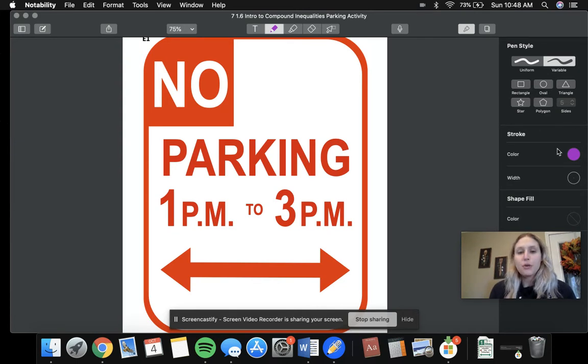I cannot park from 1 p.m. to 3 p.m. So I could park before 1, or I could park after 3. Now it says no parking exactly at 1 o'clock. If I think about a number line, here's 1 o'clock, here's 3 o'clock.